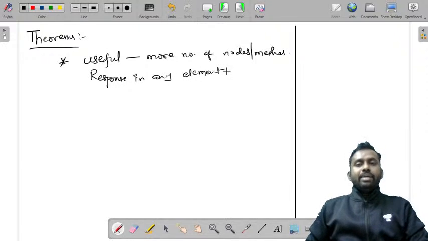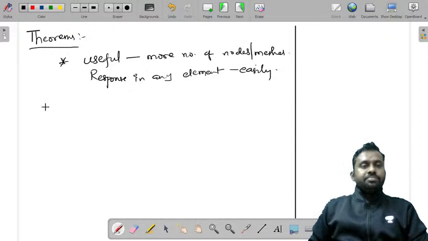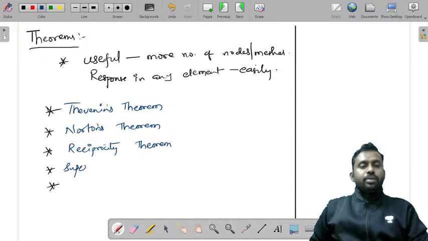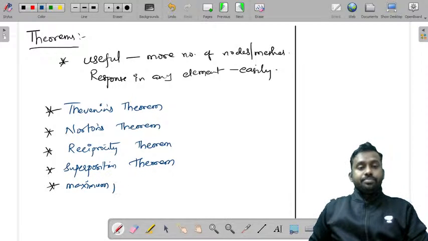So the response in any element can be easily found using these theorems. So you have many theorems, to name a few that I'll be discussing in the upcoming classes. In this class, one is Thevenin's theorem. The other one is Norton's theorem. We have the reciprocity theorem, also the superposition theorem, and the maximum power transfer theorem.